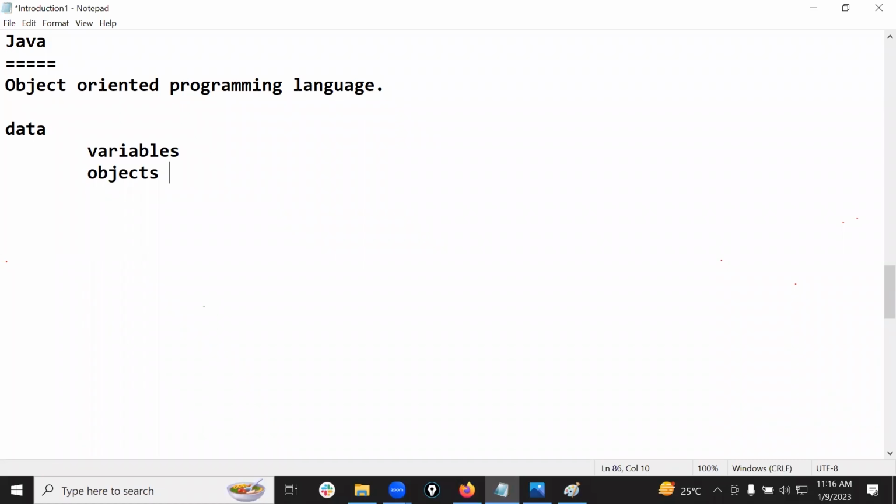Understood my point here now? Sir, I don't know what is the difference between variables and objects. Can you tell me what is variables, what is objects, and what is the difference? I don't know what is variables, objects.